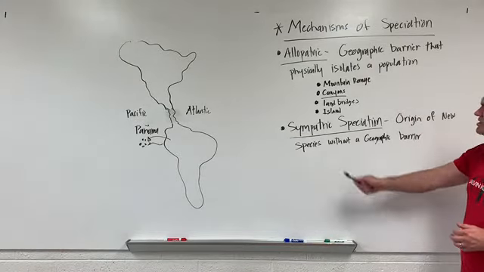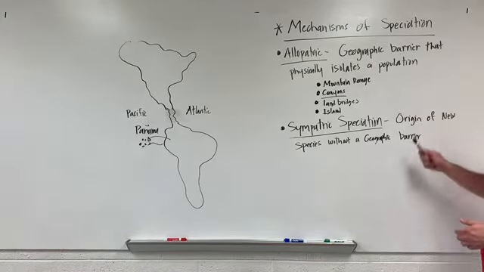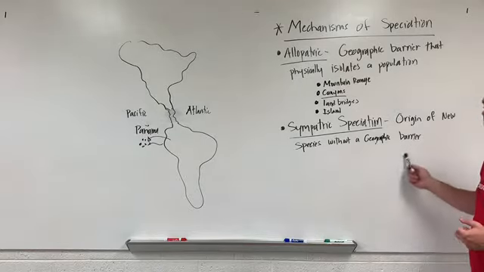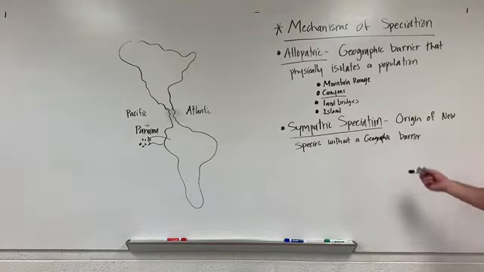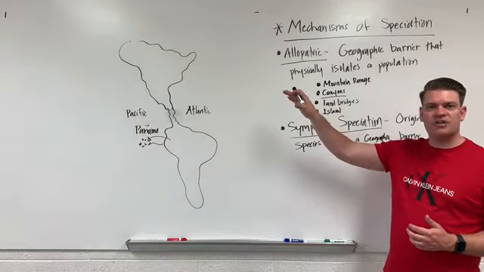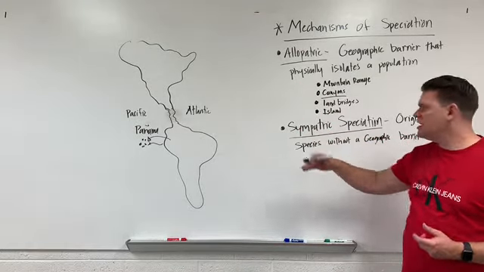All right, last is our sympatric speciation. So this is the origin of new species without geographic barriers. So a lot of what we saw in our pre-zygotic and post-zygotic things can be done here, right?